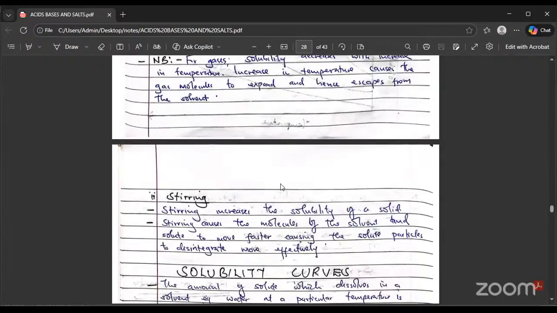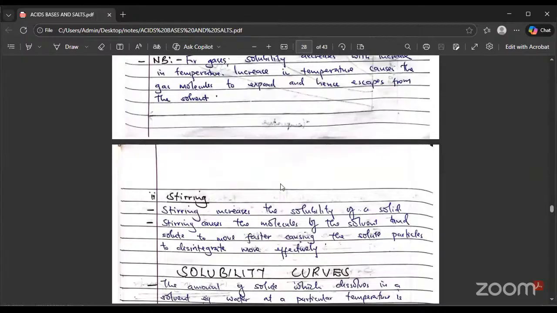100% sure. Stirring is when you put sugar in a cup and then you drink it quickly, what do you do? You put in a spoon and you stir. Stirring is kukoroga. So it increases solubility because what you are doing is you are causing the molecules to move faster. You are increasing the kinetic energy, and kinetic energy means more interaction. More interaction with water molecules or the tea molecules. So effective disintegration. So stirring is kukoroga. Stirring increases solubility. I hope that one is okay.